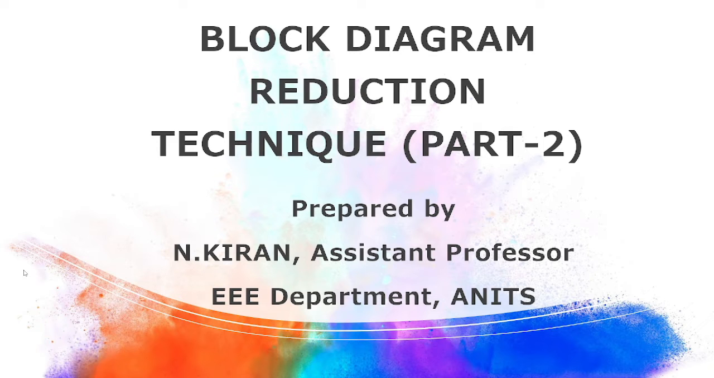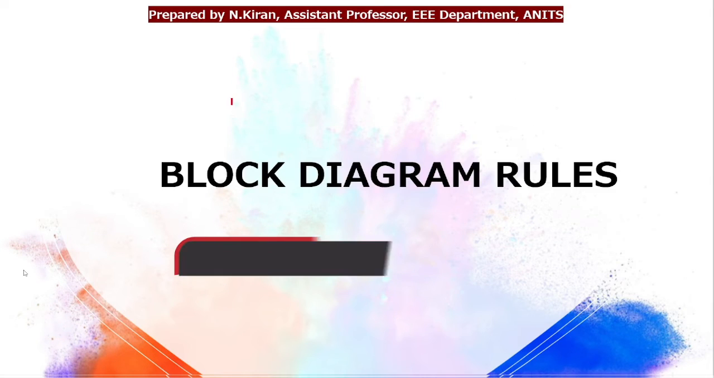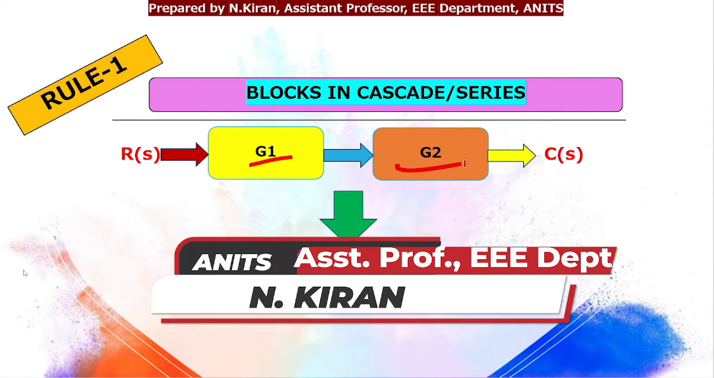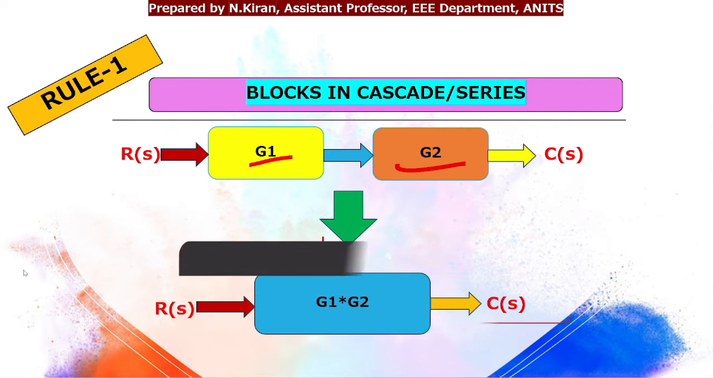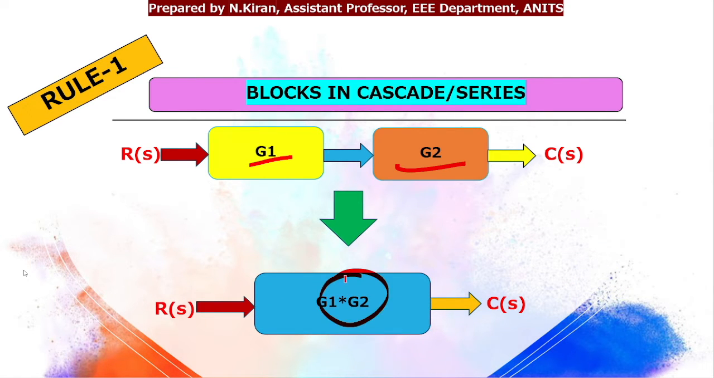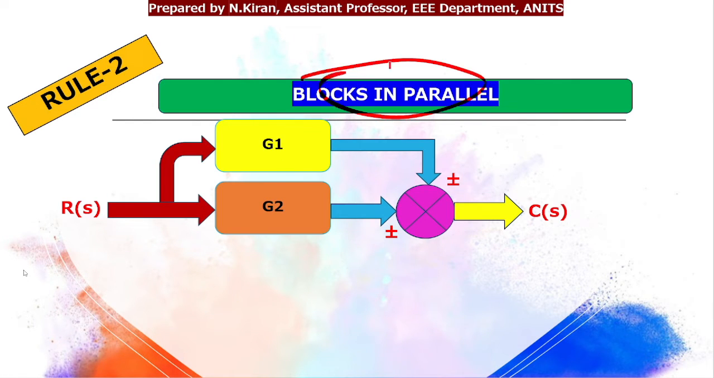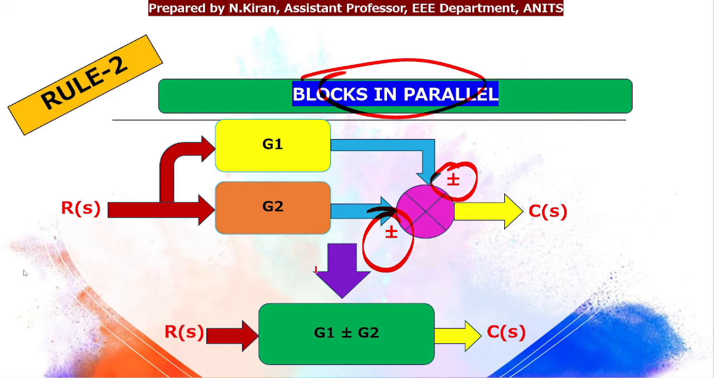Before we solve some more tutorials, let me quickly recap the rules that I discussed in my previous lecture. The first rule: when two blocks G1, G2 are in cascade, I can replace them by a single block by multiplying the gains of the two blocks. Rule number 2: when blocks are in parallel, depending on the polarity, I can replace them by a single block. If it is positive, you will get G1 plus G2. If it is negative, it is G1 minus G2.